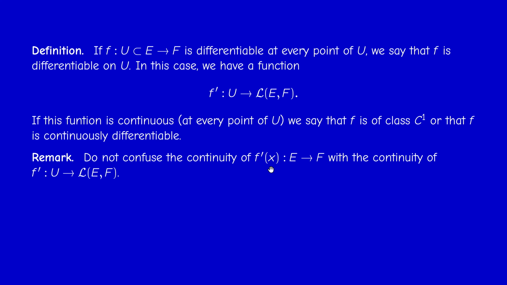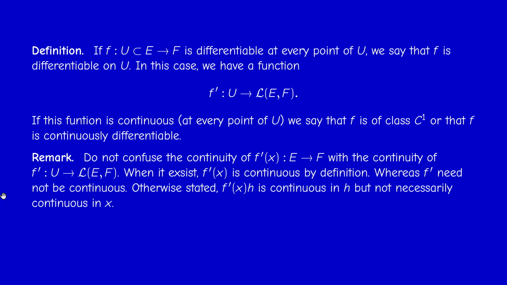In the definition of the derivative, we said that the derivative is continuous, is linear bounded. And here we are talking about continuity of f prime. So it's not the same thing. As an operator, f prime of x, when it exists, is by definition continuous. But f prime as a function from U to L(E, F) need not be continuous. Okay?